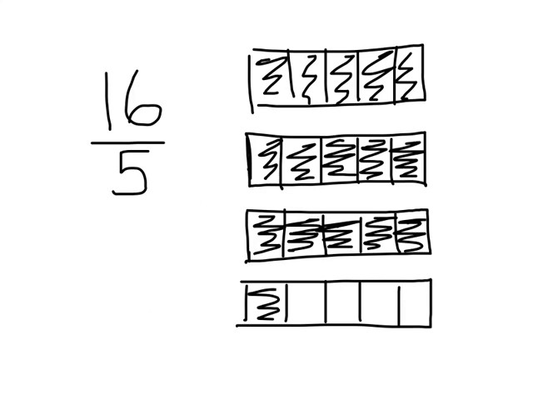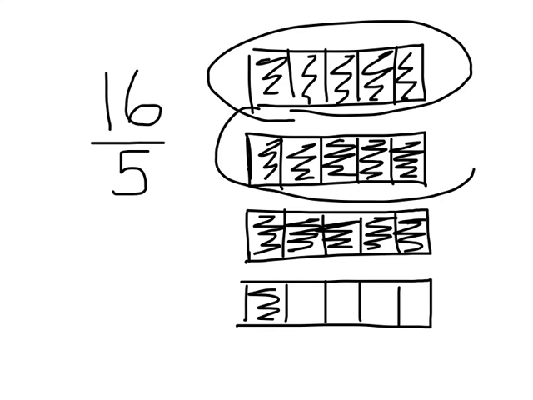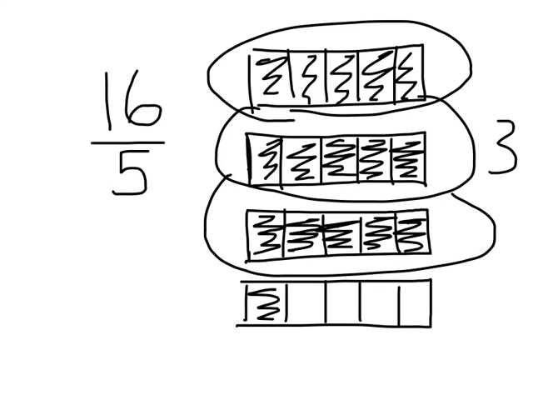What if I want to go the other way? Let's say I have 16/5 and I want to change it into a whole number, or a mixed number. To do that, I need to divide to see how many groups of 5/5 I have. Here I have three groups of 5/5, so 3 wholes, with 1/5 left over.